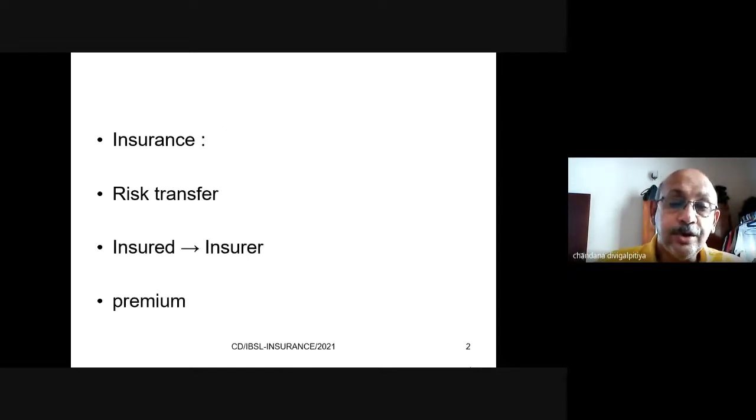So here I talk about insurance, 3 main components. Component number 1 is risk transfer. Component number 2 is from insured to insurer. And component number 3 is premium. So these are the three main factors. So could you mind noting point number 1 is risk transfer, point number 2 is insured to insurer, point number 3 is premium. So these are three main points which are in various types of insurance in various forms, which we will deal with as we go along.